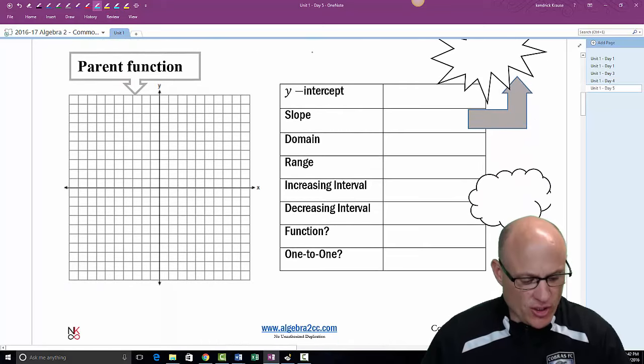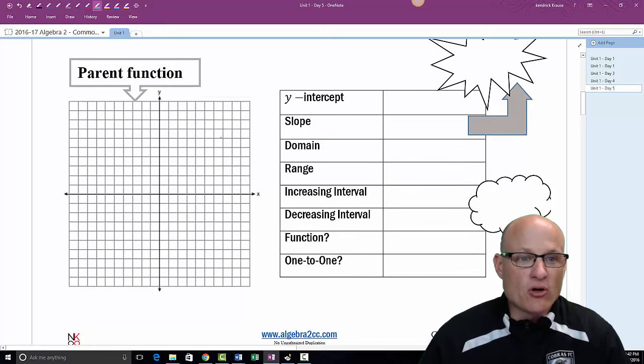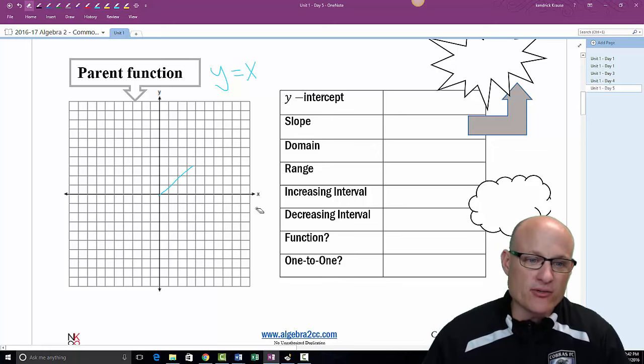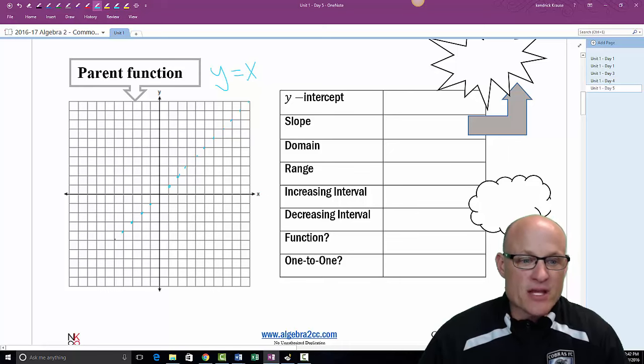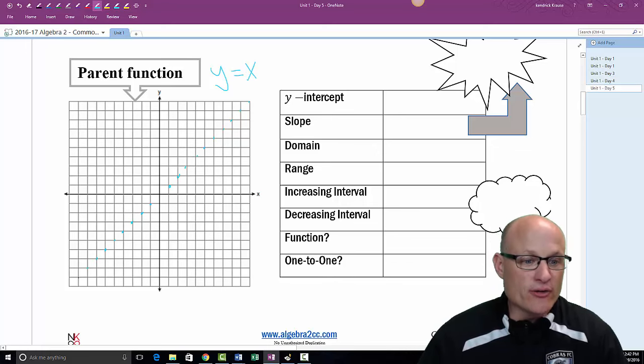All right. So the parent function for a line is y equals x. So we're just going to graph that in. That's the line. I have to put points. So there's the line y equals x. Now remember, parent functions are graphs that have no transformations on them. There's no dilation, no reflection, and no vertical or horizontal translation.